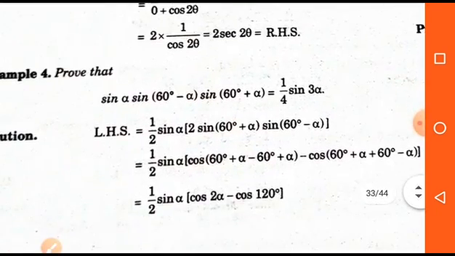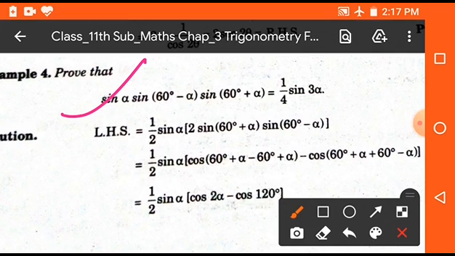Now students, discuss an example which is very important. sin alpha into sin(60 minus alpha) into sin(60 plus alpha) is equal to 1 upon 4 into sin 3 alpha. First of all, multiplying by 2 and dividing by 2, we get 1 upon 2 sin alpha into 2 sin(60 plus alpha) into sin(60 minus alpha).